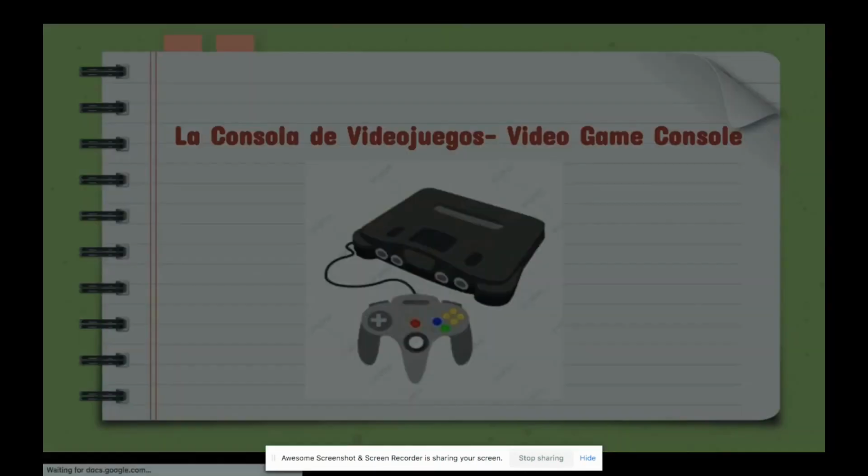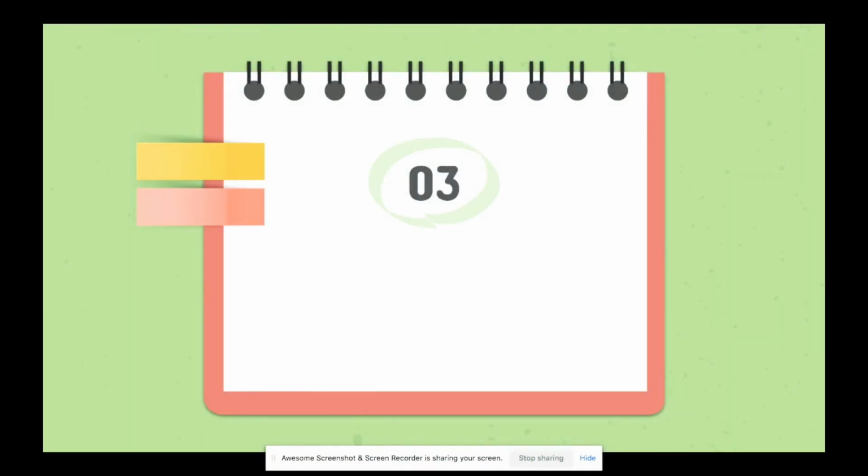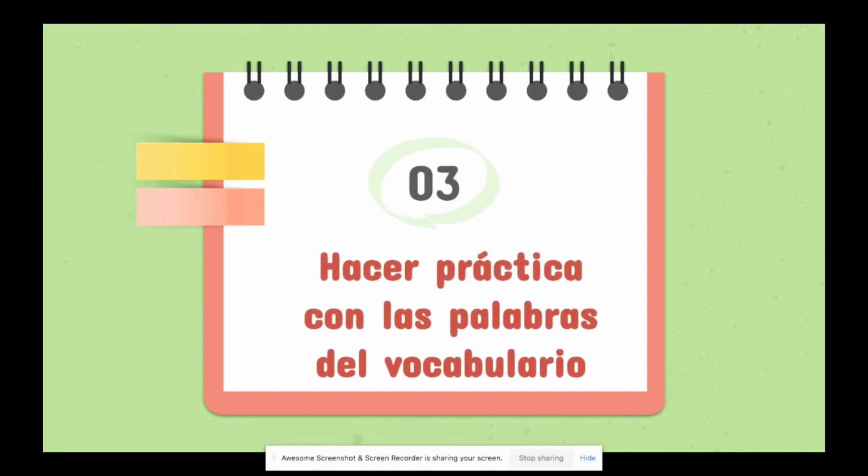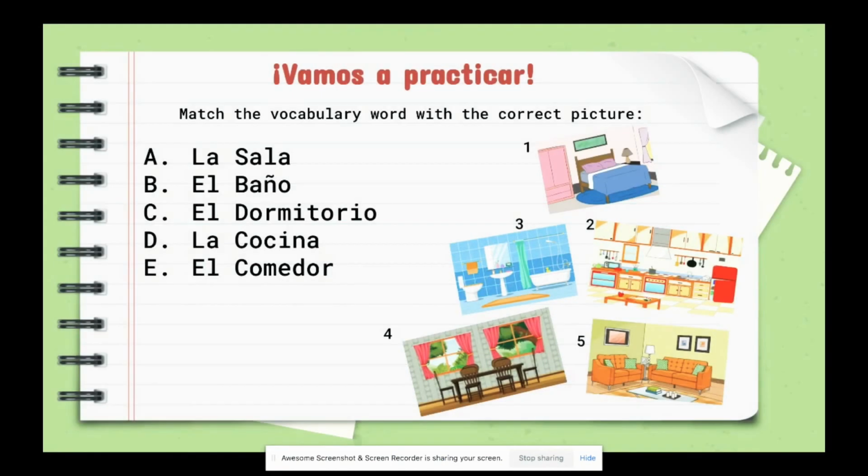Okay, so now we're on número 3. Hacer práctica con las palabras del vocabulario, which means let's do some practice with the new vocab words you learned. Vamos a practicar. So the directions here say, match the vocabulary word with the correct picture. So over here I have 5 Spanish vocabulary words. Letter A is la sala. Letter B is el baño. Letter C is el dormitorio. Letter D is la cocina. Y letter E is el comedor.